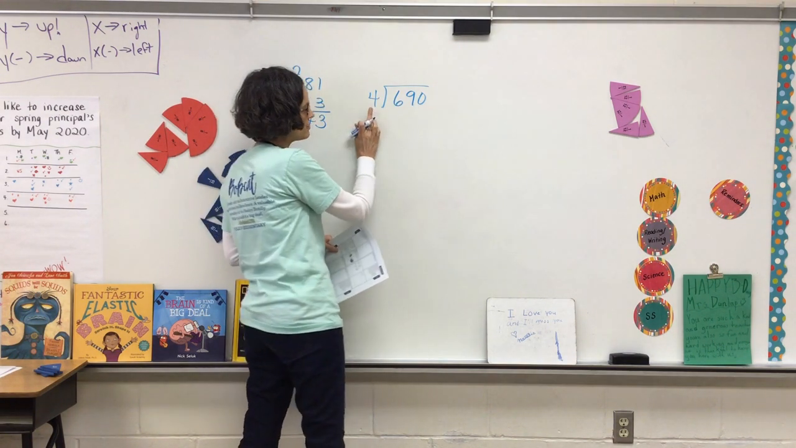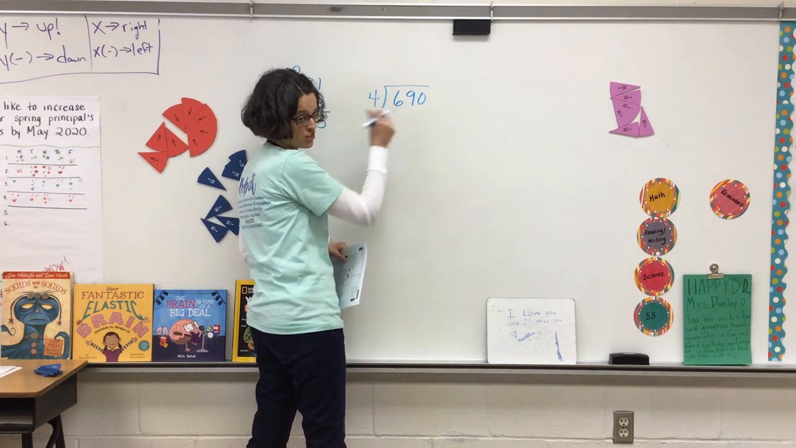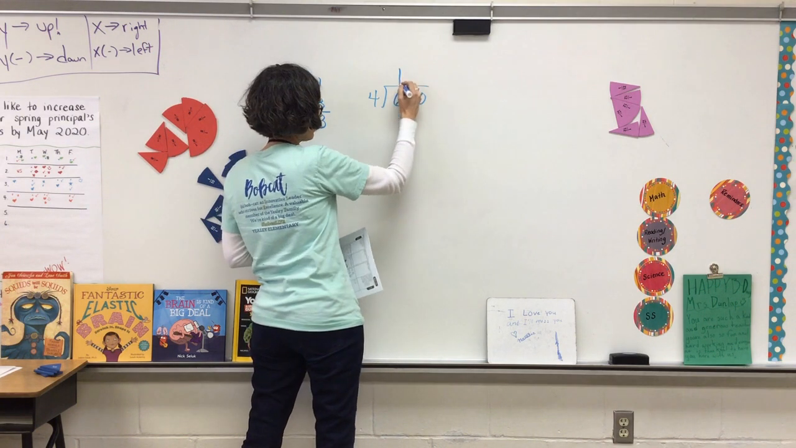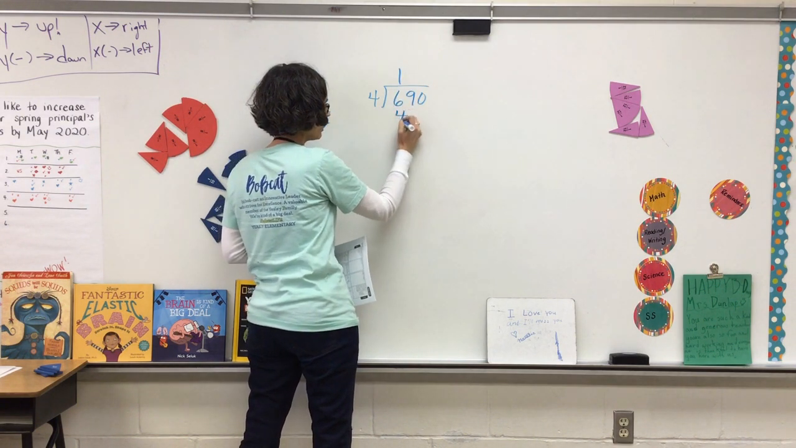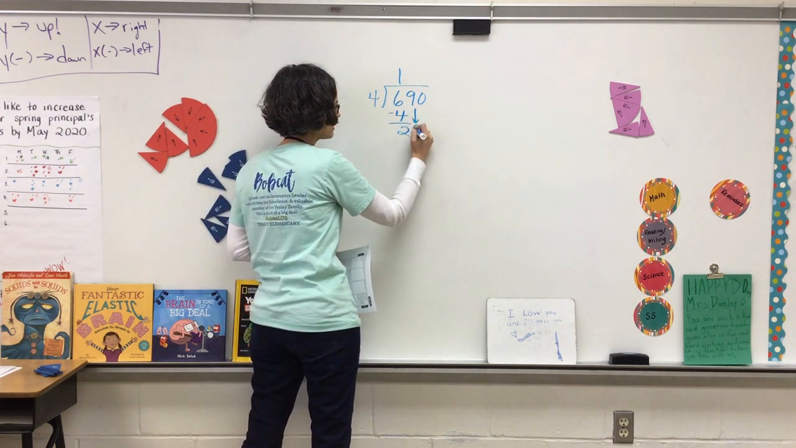So I have to think to myself, if I count by 4s, am I going to get close to 6? Well, I am. I'm not going to count very much. I'm just going to count 4. So it's going to be 1. 1 times 4 is 4. I subtract and I get 2. 2 is smaller than 4, so I can go ahead and bring down my 9.